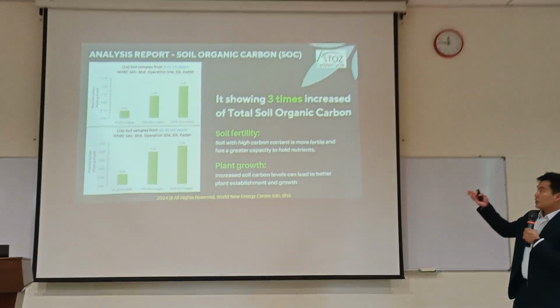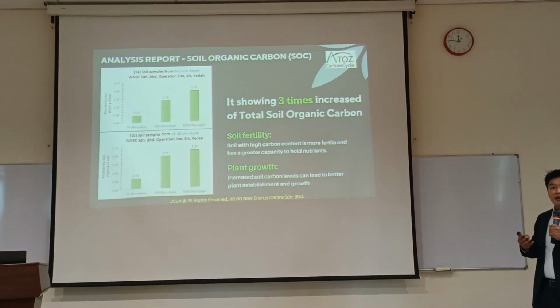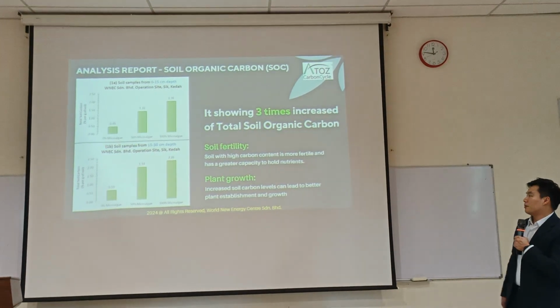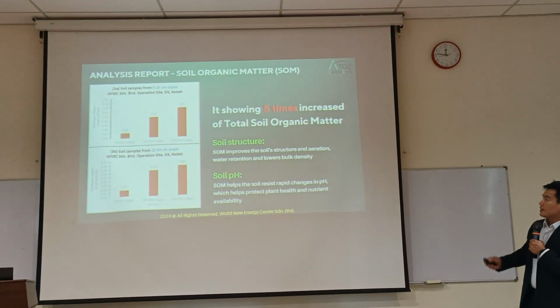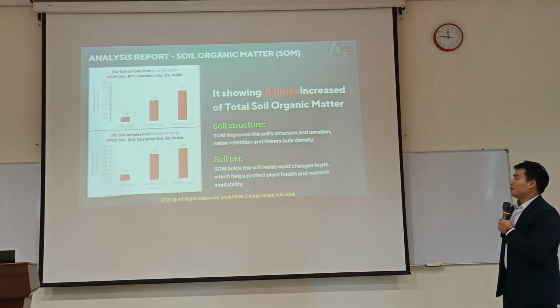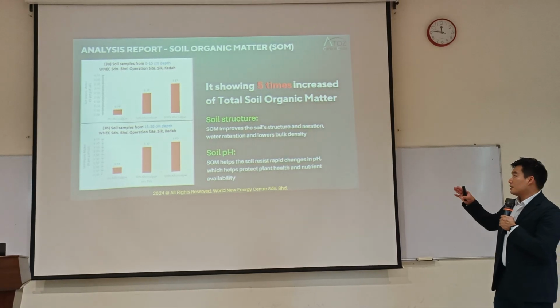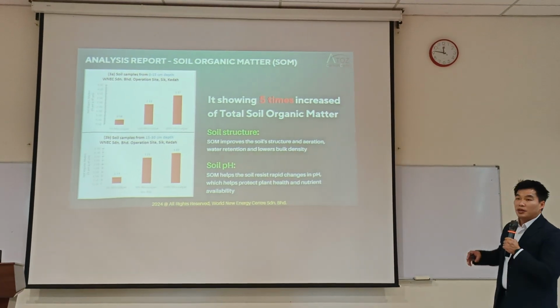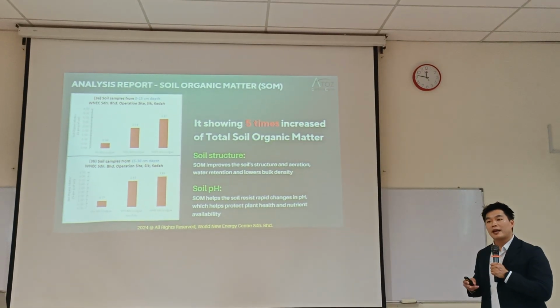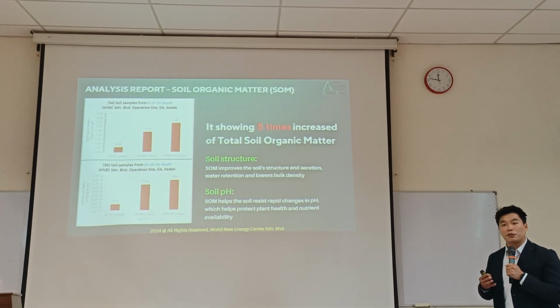We are able to increase the soil fertility because higher carbon actually enhances plant growth as well. So what's next? This is what we call soil organic matter, meaning that by improving this about 5 times, you're able to improve the structure and also the pH as well. So meaning that it's able to stimulate the plant growth.